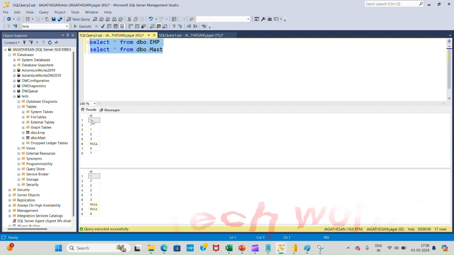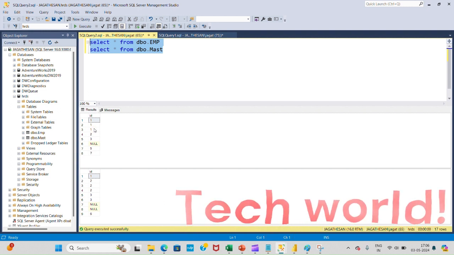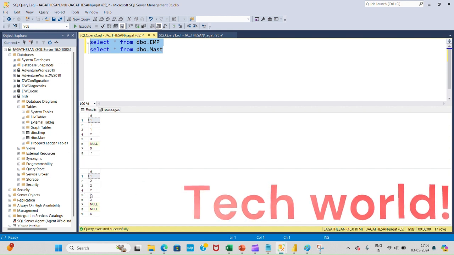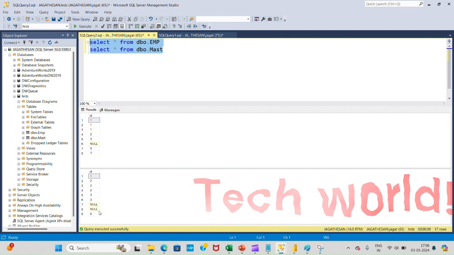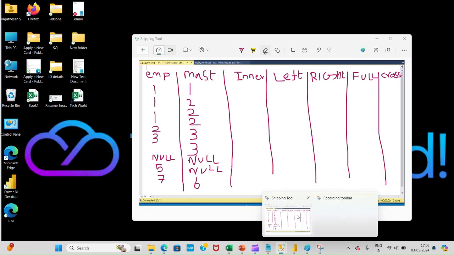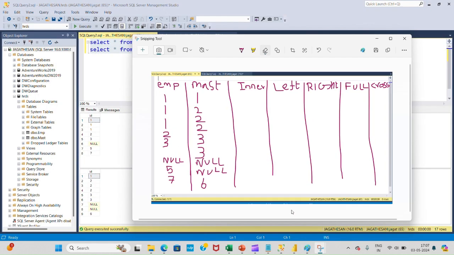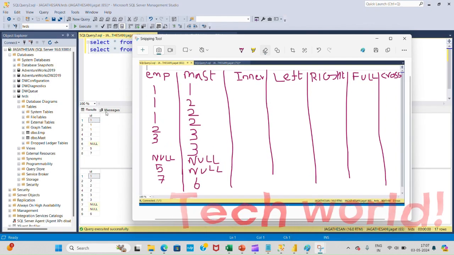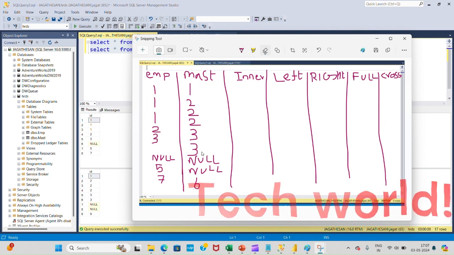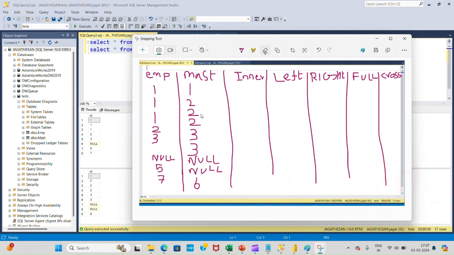The EMP table's ID column values are 1, 1, 1, 2, 3, null, 5, 7, and the MOST table values are 1 three times, 2 two times, 3 two times, null two times, and 6 one time. So I will show you how the joins are working. I mentioned the same records in this snipping tool.